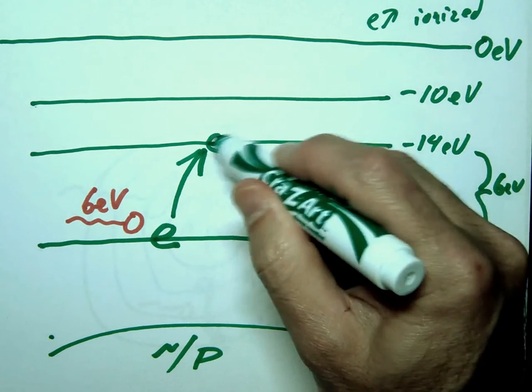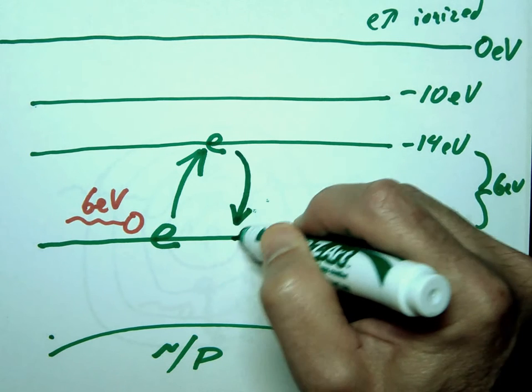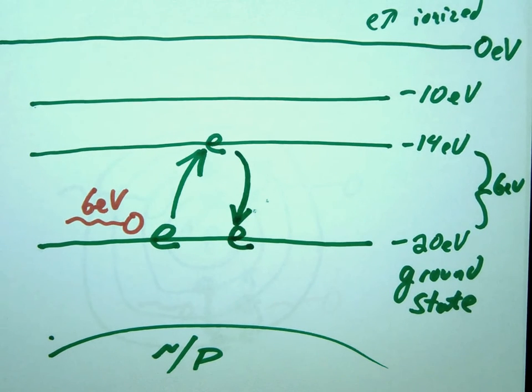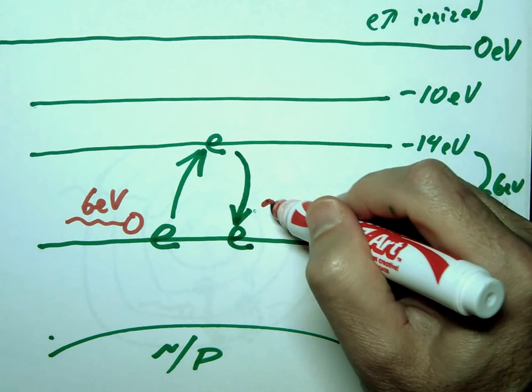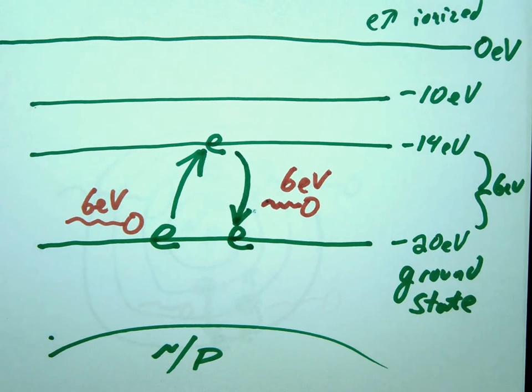So anyways, if this electron relaxes back down, it's now lost energy. And since we know energy cannot be destroyed, that energy then gets released as a photon. Since it lost 6 electron volts of energy, it's going to release a 6 electron volt photon.